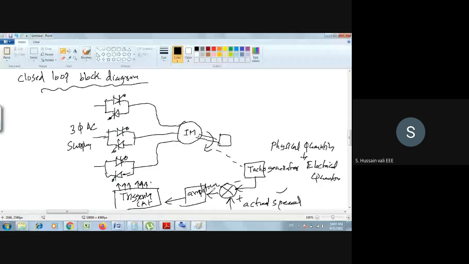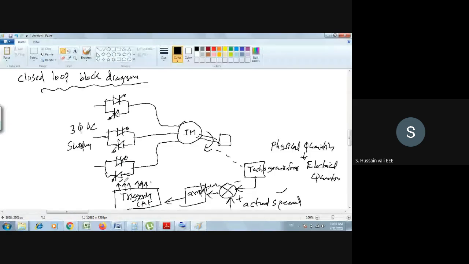So when the power of the error signal is less, it may not be sufficient to drive this triggering circuit. So you amplify it so that the power increases. Then the amplified error signal will go to the triggering circuit. In the triggering circuit, you have this entire topology, and based upon that, it generates the firing angles.